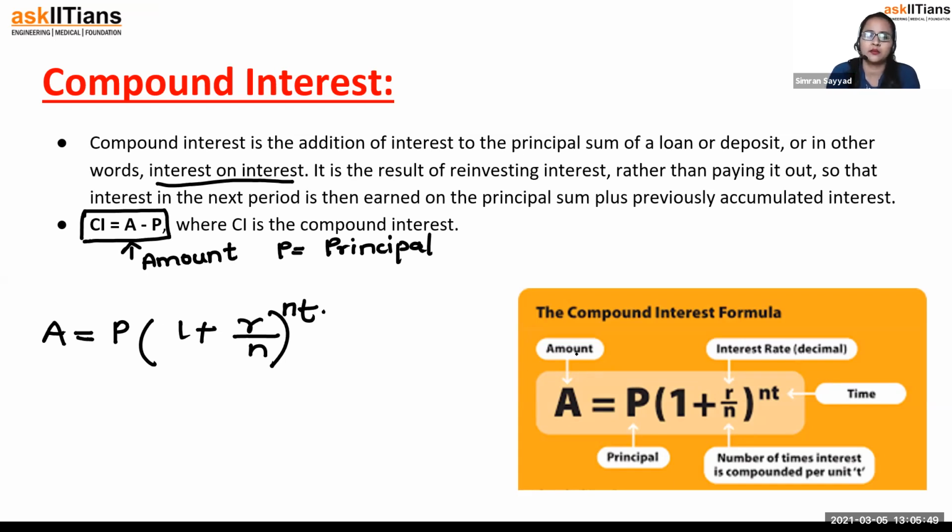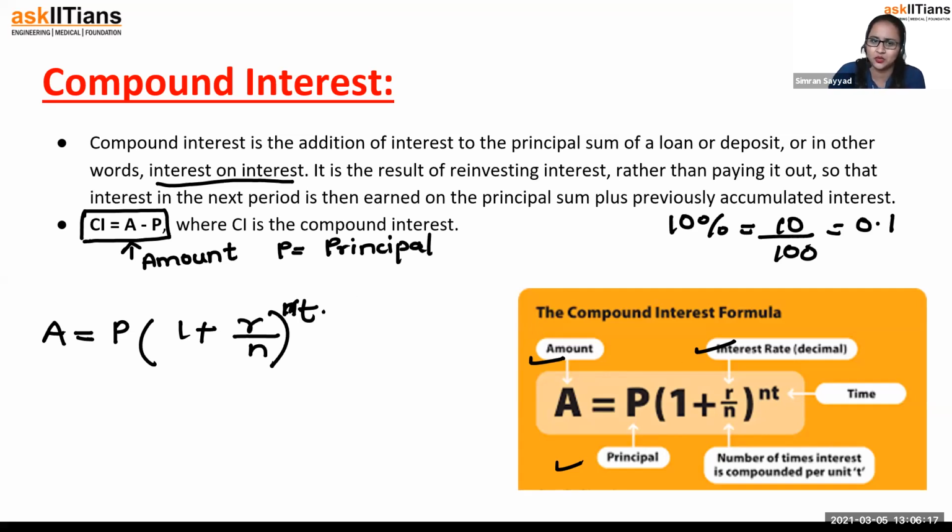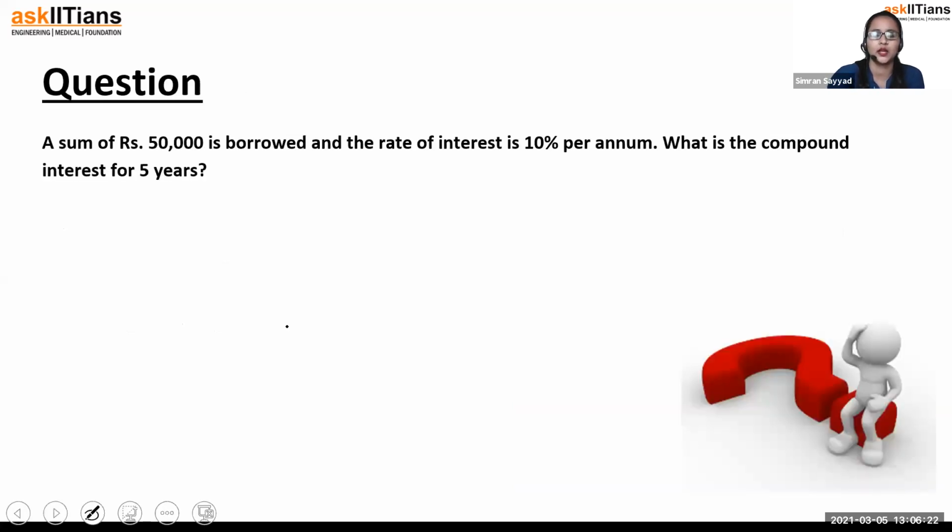So what are the notations over here? A is the amount, P is the principal. R is the interest rate in decimals. So if it is 10%, you have to write 10 by 100, which is nothing but 0.1. And N is the number of times interest is compounded per unit, and T is the number of years. So if you write only T here, it's okay. This N and this T are the same.